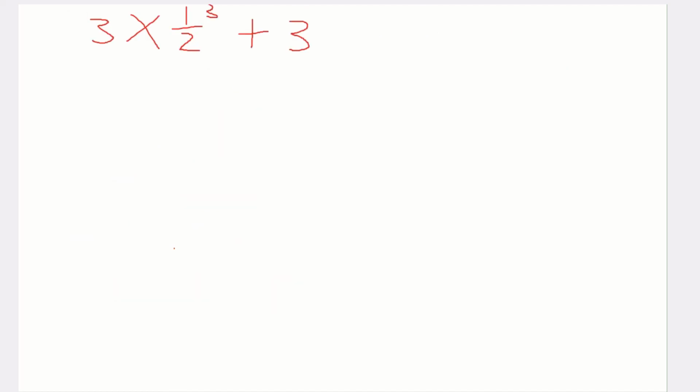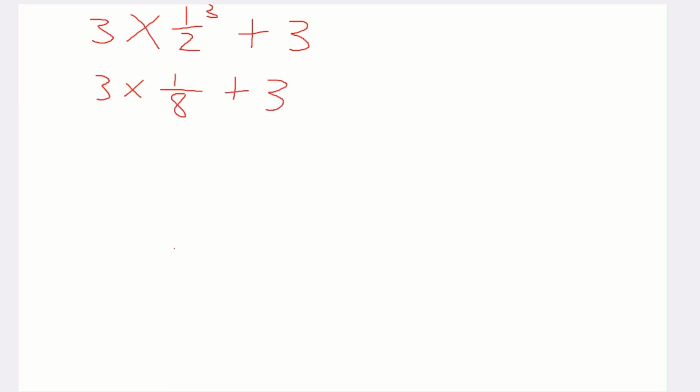Okay, as you can see, we have another example. It's 3 times a half cubed plus 3. And of course, as you know, we'll be doing our exponential part. So that's a half. A half cubed is a half times a half times a half. And of course, that's 1 over 8. So we have 3 times 1 over 8 plus 3.